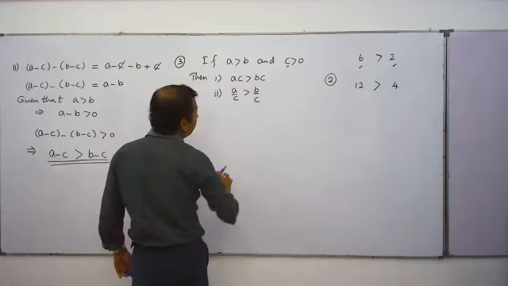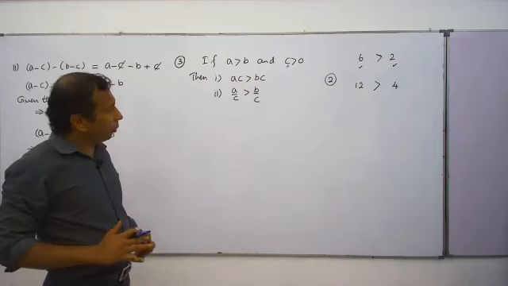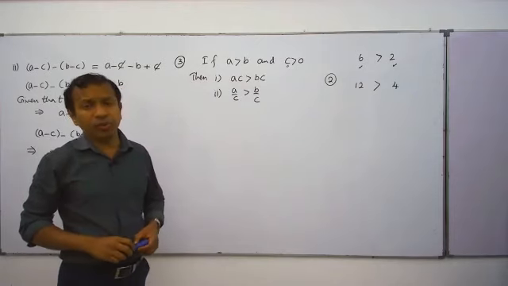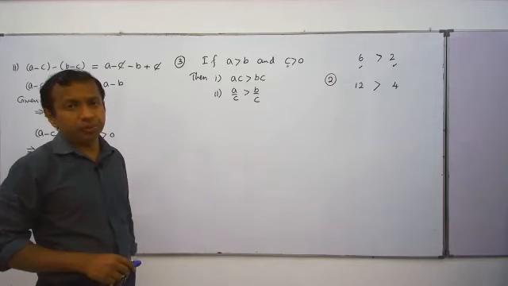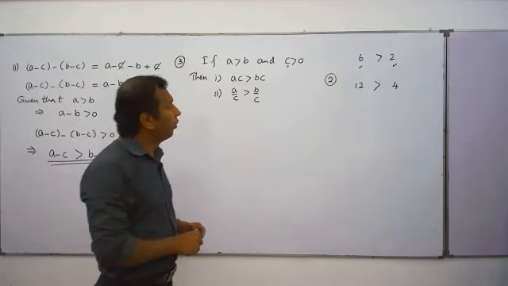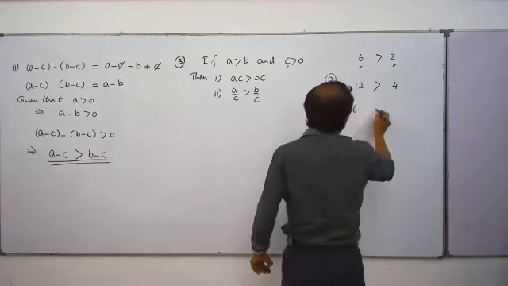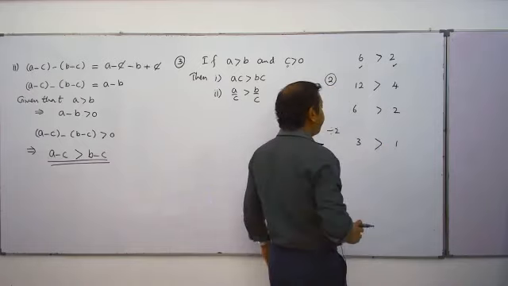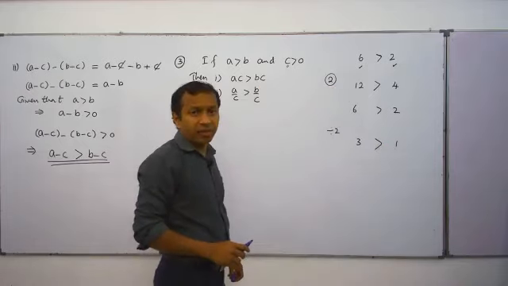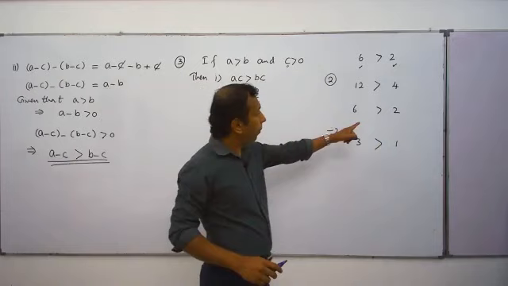Second one, people, in the same way, both sides we can divide by a positive value. Still the same direction remains true. So now, 6 greater than 2. When I divide both sides by 2, left hand side 3, right hand side 1. Still 3 greater than 1. The same direction remains true.